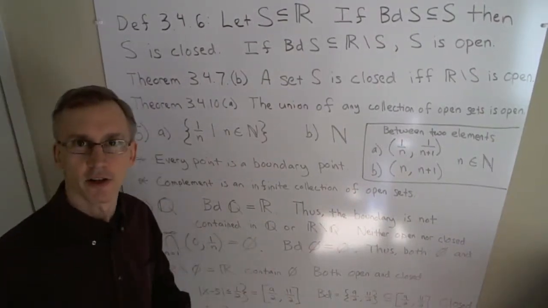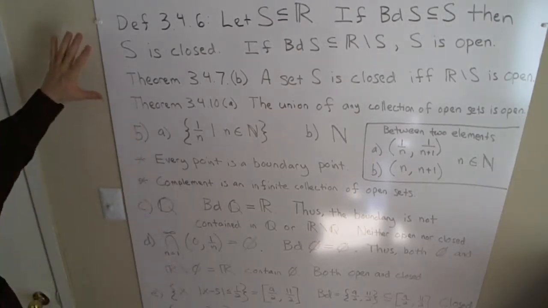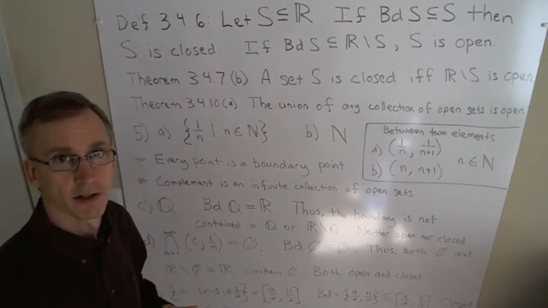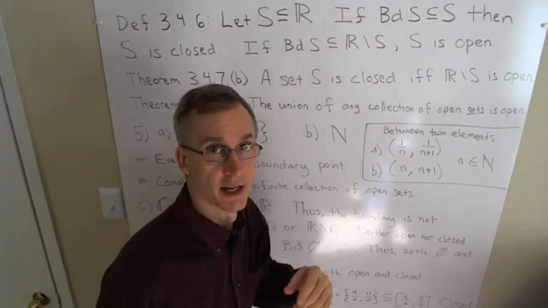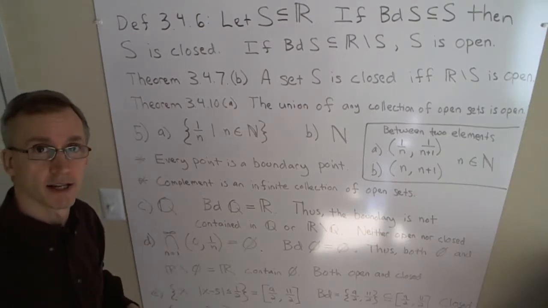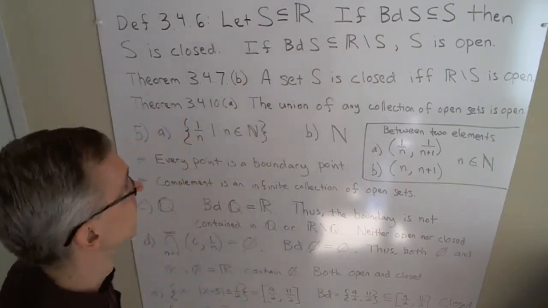In this exercise, we look at some sets and determine whether they're open, closed, neither, or both. Got some relevant definitions and theorems here. If S is a subset of the reals, then if the boundary of S is entirely contained in S, then the set is closed. If the boundary of S is entirely contained in its complement, then S is open.